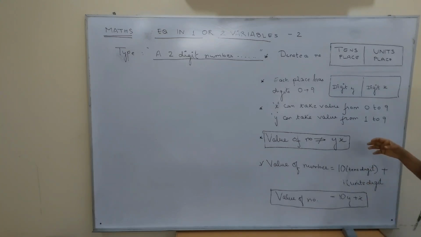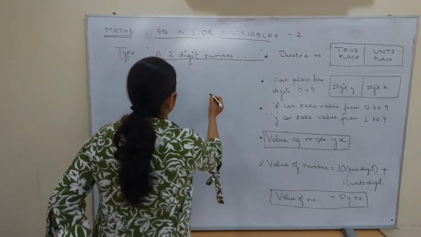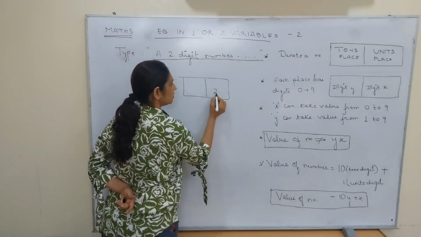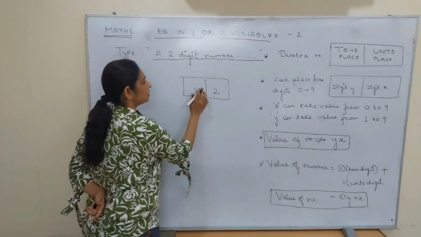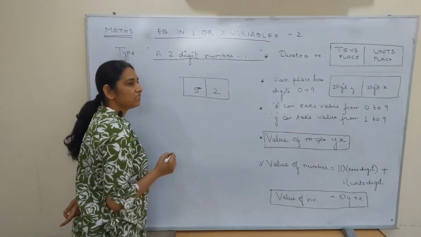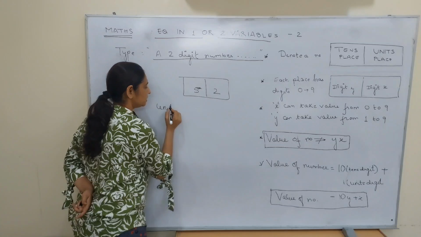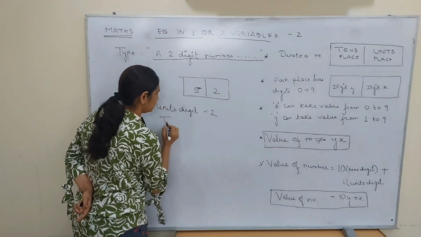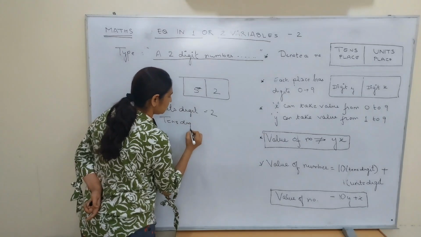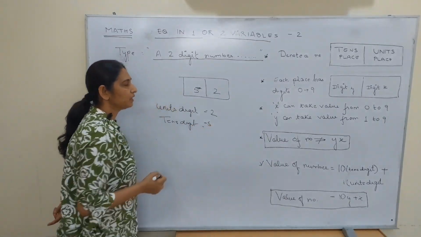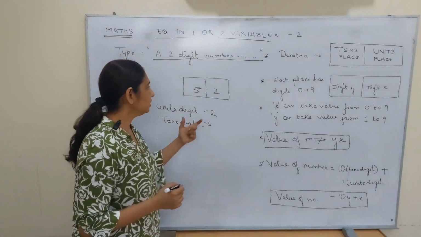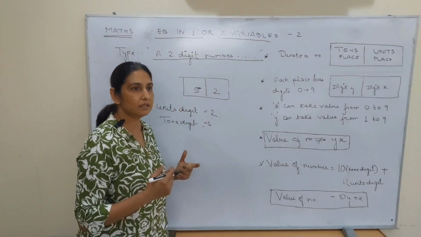Now, if I ask you, let me take an example. This is the number I have, and I have this. What is my units digit? Units digit is 2, and tens digit is 5. So what is the number? Now here, this is the important thing. What is the number? How do you calculate the number?